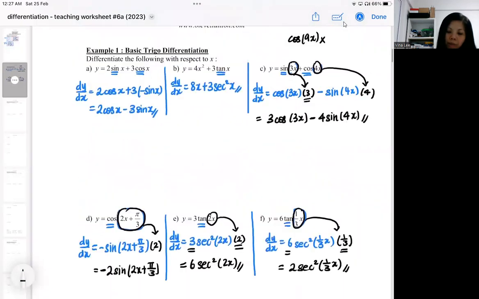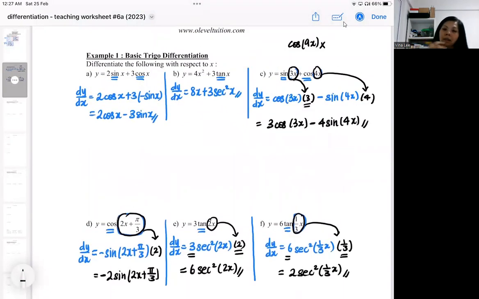So review this example. This example is a case where if your angle is x, you just need to differentiate the function. If the angle is not x, then the angle becomes an additional layer of differentiation.